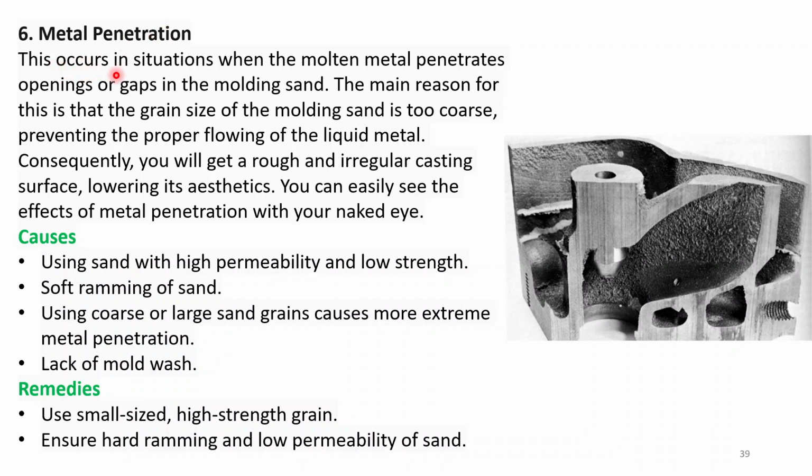This occurs when the molten metal penetrates openings or gaps in the molding sand. The main reason is that the grain size of the molding sand is too coarse, preventing the proper flowing of the liquid metal. Consequently, you will get a rough and irregular casting surface, which lowers its aesthetics, and you can easily see the effects of metal penetration with your eyes.